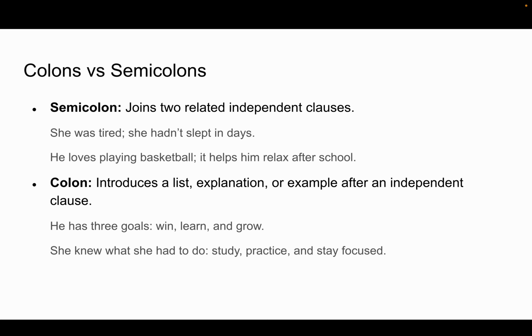So this is really it for colons and semicolons. Semicolons join two closely related complete sentences. Colons are mostly for introducing lists or explanation, but they usually come after a complete sentence. So if you have a colon coming before an incomplete sentence, then that's a wrong use case for a colon.